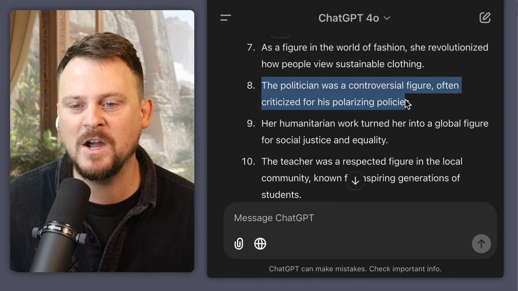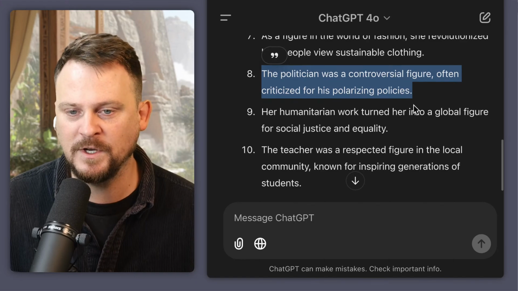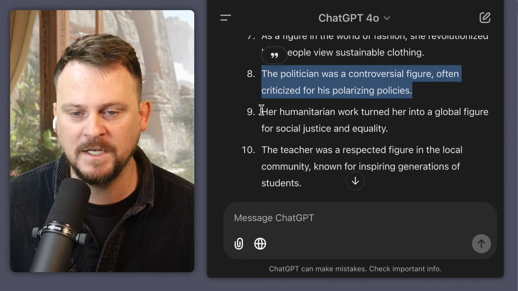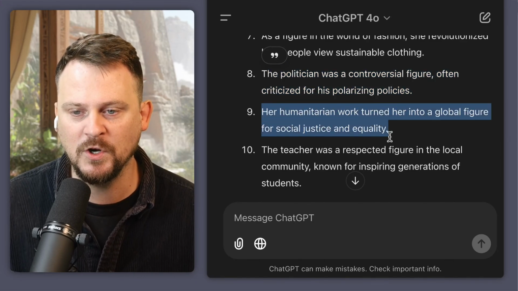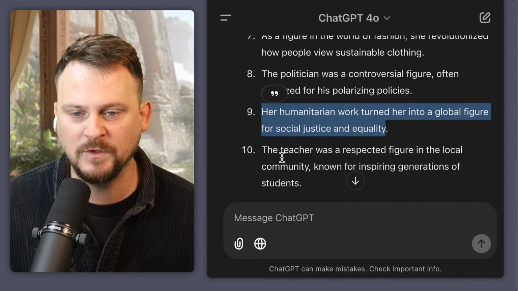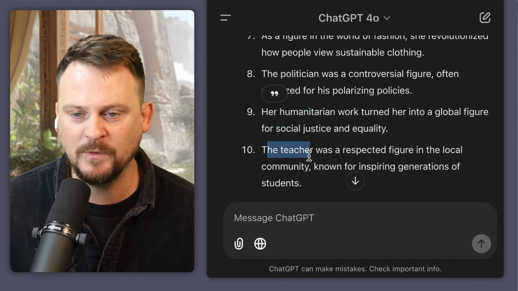The politician was a controversial figure, often criticized for his polarizing policies. Her humanitarian work turned her into a global figure for social justice, and the teacher was a respected figure in the local community.